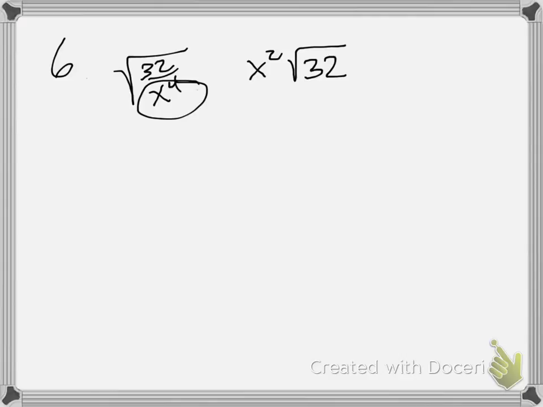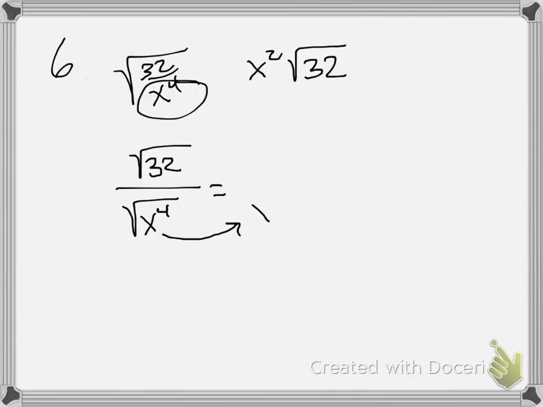But it looks like you simplified the square root of x to the fourth to an x squared, which was fine. Except that was a denominator. So let me separate this out for a second. 32 and x to the fourth can break down, so I'm going to separate this out. And it looks like you knew that the square root of x to the fourth was x squared, and that's fine. But it's a denominator, not a whole number, so it can't be next to it.